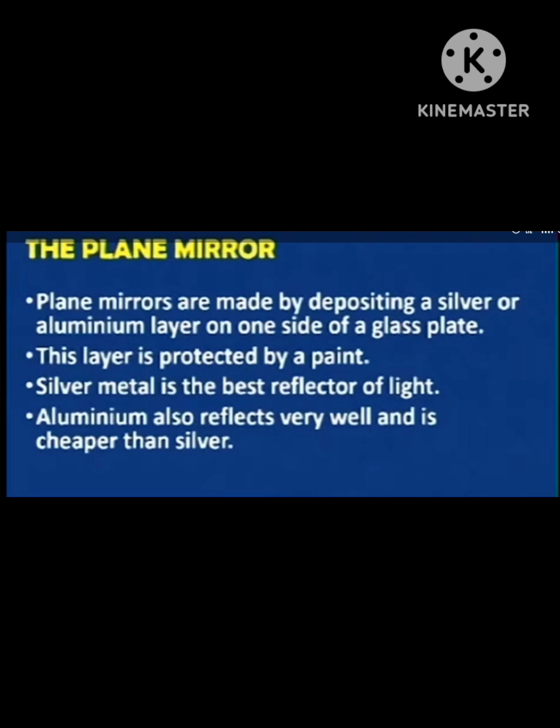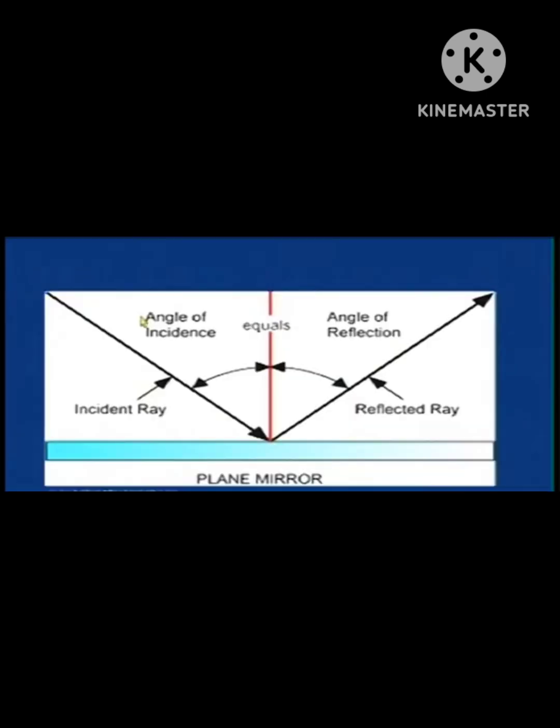Here, if you draw the ray diagram, the plane mirror is represented by a straight line, and on one side there is a shaded area. The shaded area represents the silver or aluminium layer, coated and then protected by paint. So in the ray diagram, we represent the plane mirror by a straight line, with coated lines, dotted lines, a shaded area on one side.